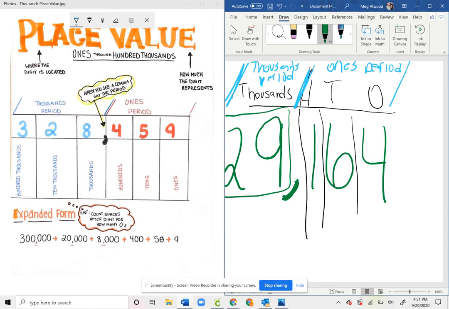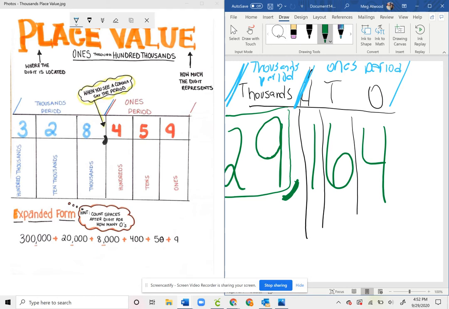29, right? So that's the exact same way you're going to say it, but now we're going to say our thousands period and then continue. So we say 29,164. So it looks like a big number, but you just say it how you would say it any other time. But when you see the comma, we know it ends a period. So we start our new period, okay?